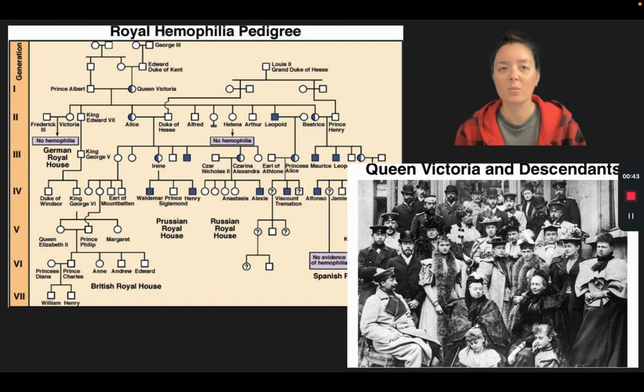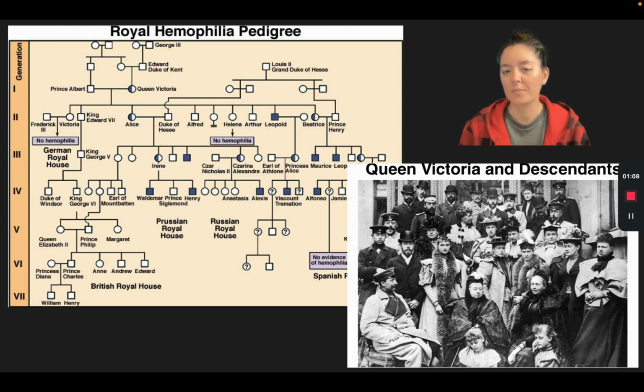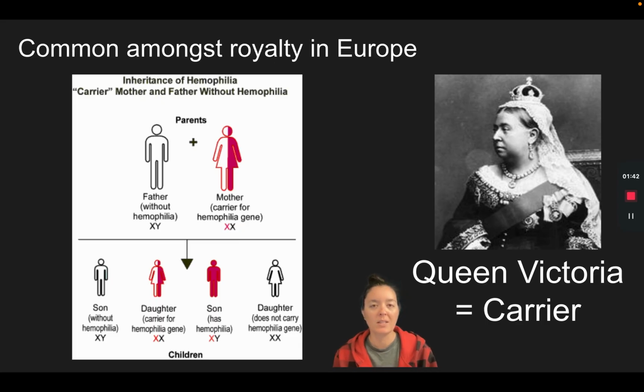And way back when, with a lot of royalty, they liked to keep royalty in the family. So they married a lot of their own family, cousins, very close relatives. Now, Queen Victoria was something called a carrier.